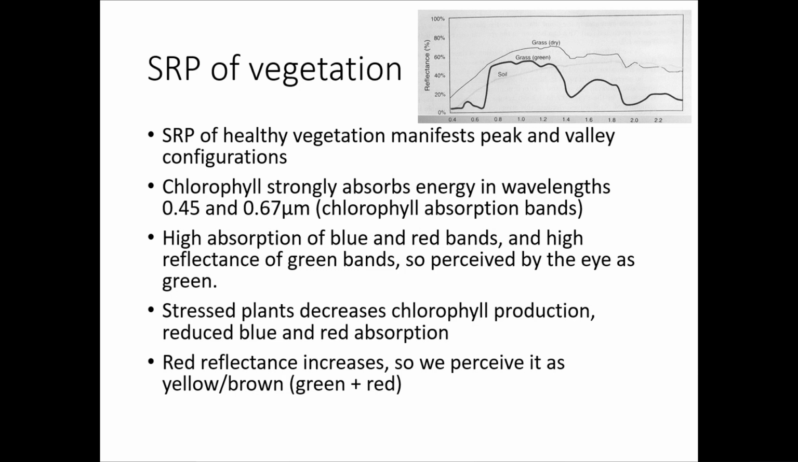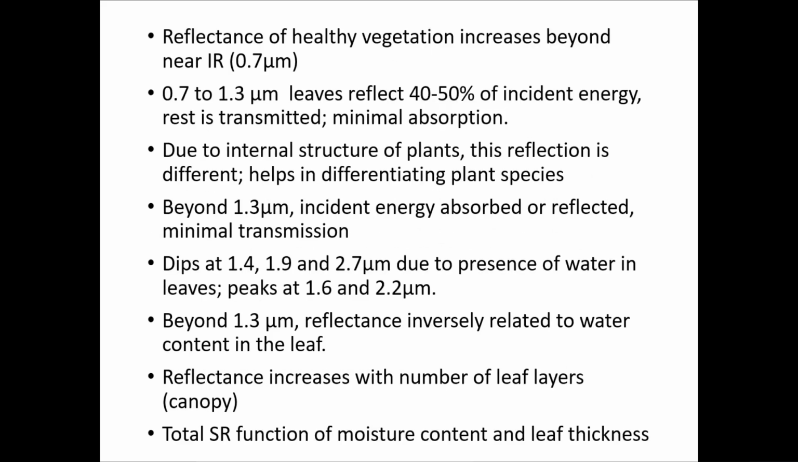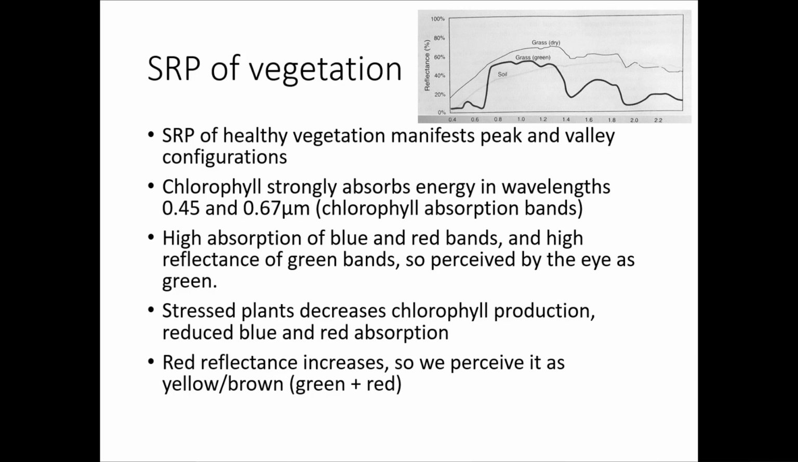Yeah, and beyond 1.3 micrometer, the reflectance is inversely related to water content in the leaves. And further, the reflectance also increases with the number of leaf layers. So if you have a very thick canopy of leaves or plants or trees, you can see that the reflectance further increases. So the total spectral reflectance in the case of vegetation will be a function of moisture content and leaf thickness both. All right, clear? Is the spectral reflectance pattern of vegetation clear?